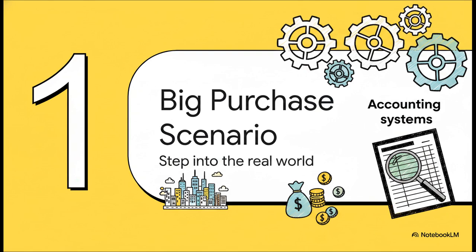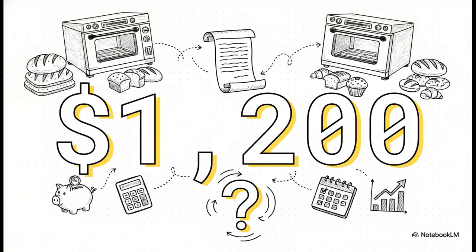Section 1, the big purchase scenario. Let's step out of the abstract and into the real world here. To really wrap our heads around the mechanics of these accounting systems, we kind of need a concrete example, right? So imagine you're a business owner. Let's say you run a bakery, and you desperately need a brand new, heavy-duty commercial oven. But understandably, you don't really want to drop all that cash up front. So what do you do? You finance it.